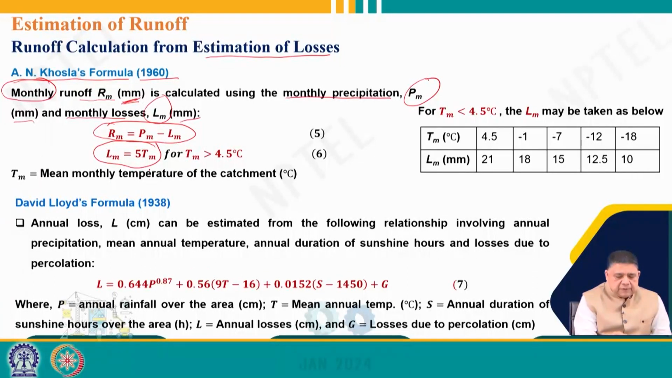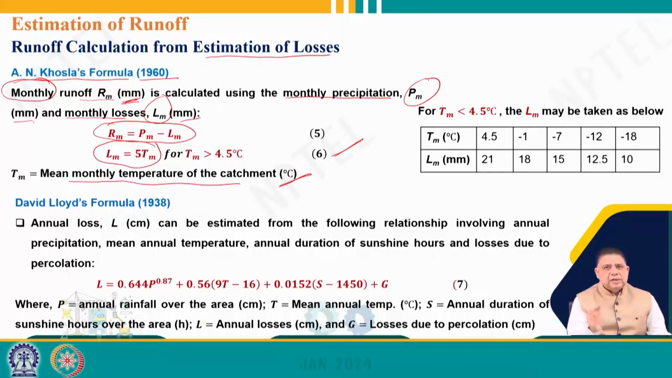For estimating losses we use this relationship, that is LM equal to 5 TM, where TM is the mean monthly temperature of the basin in degrees Celsius. This is equation number 6. We are continuing with the equation numbers from the previous lecture because we are still discussing estimation of runoff losses. Though we have broken it into lectures, the topic remains the same.